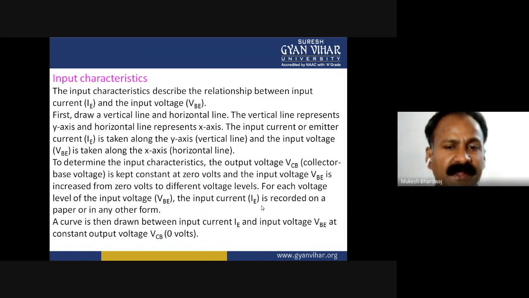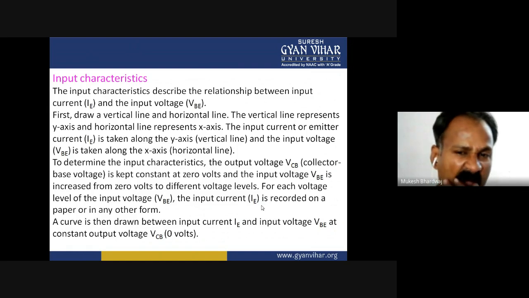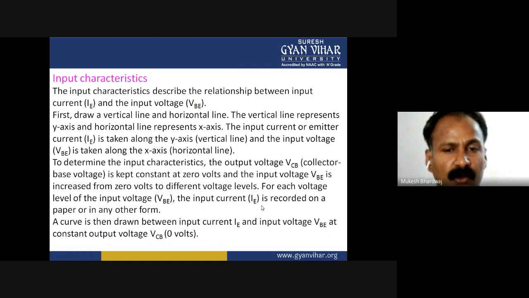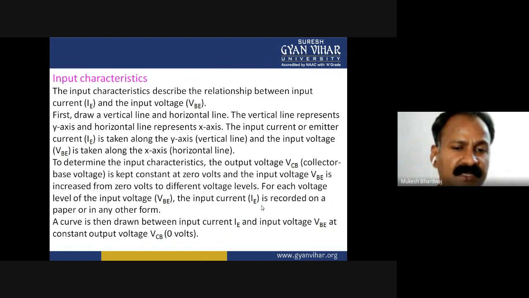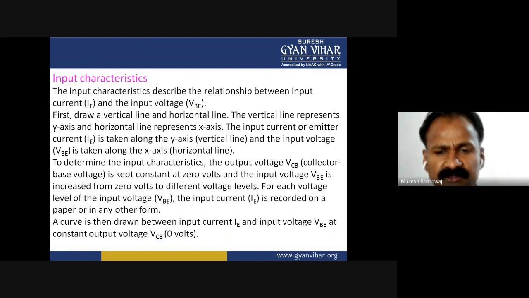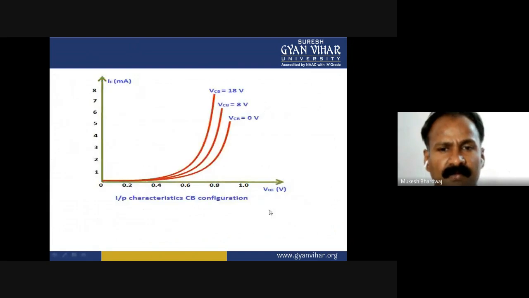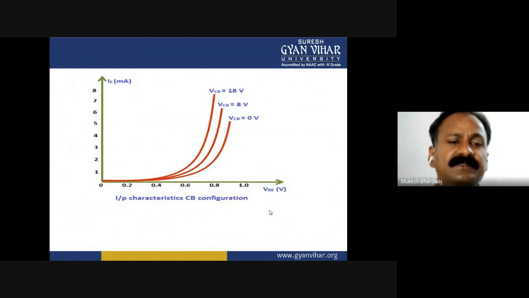To determine the input characteristic, the output voltage VCB, the collector base voltage, is kept constant at 0 volts, and the input voltage VBE is increased from 0 volt to different voltage levels. For each voltage level of the input voltage, the input current is recorded on paper or in any other form. A curve is then drawn between input current and input voltage at constant output voltage. So this is called the input characteristic for common base configuration.